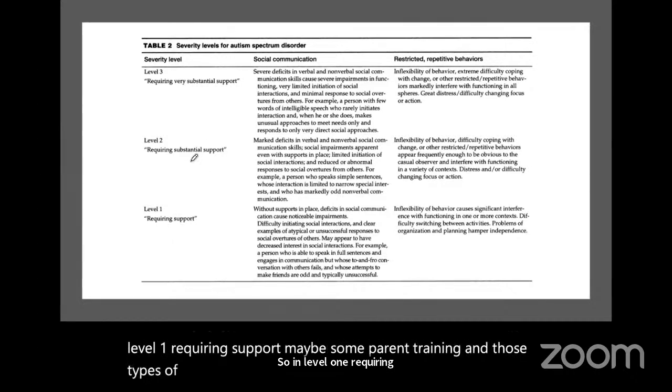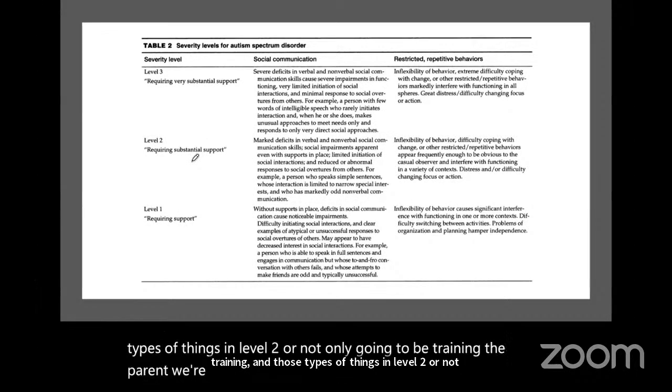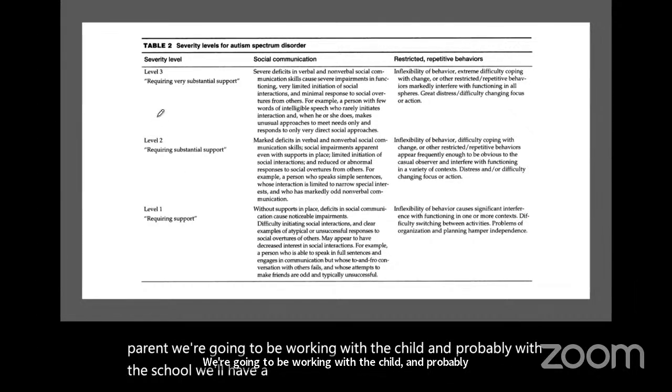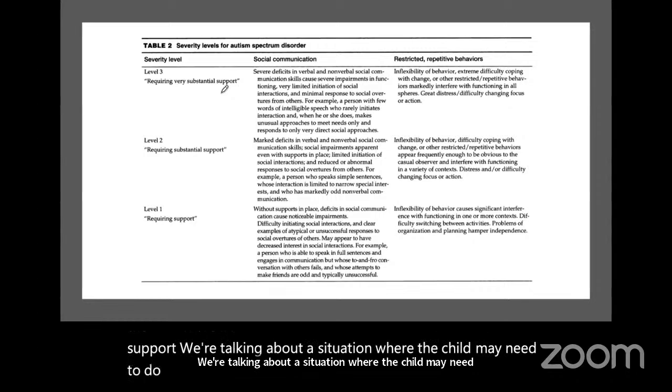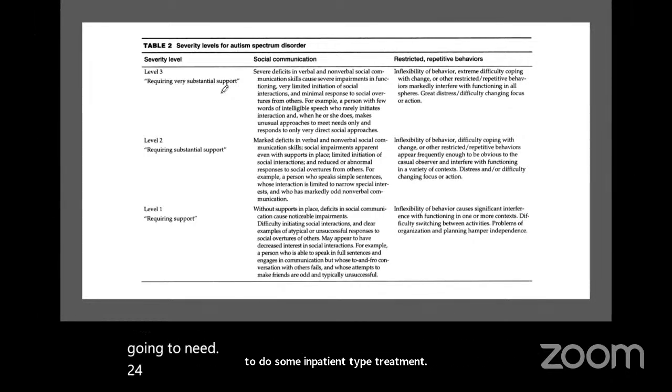In level 2, we're not only going to be training the parent, we're going to be working with the child and probably with the school. We'll have a school interventionist. Level 3 requires substantial support. We're talking about a situation where the child may need to do some inpatient type treatment. They're going to need 24/7 observation of some type and significant intervention.